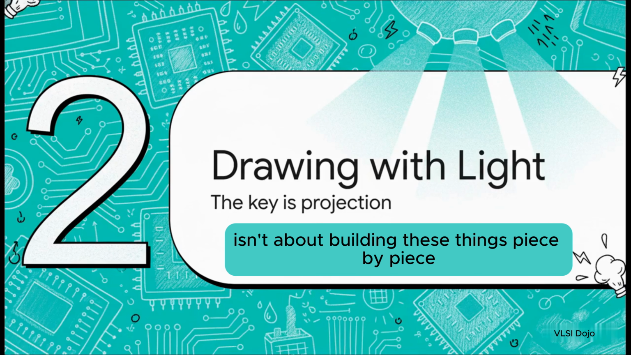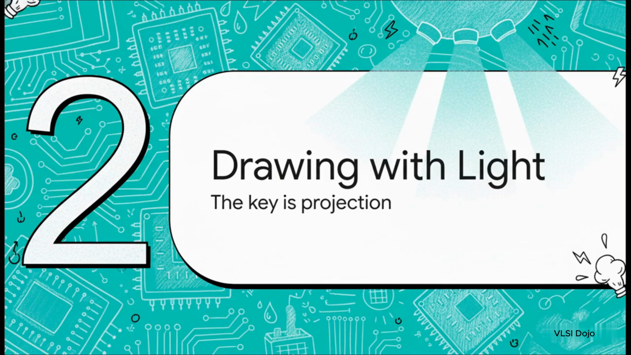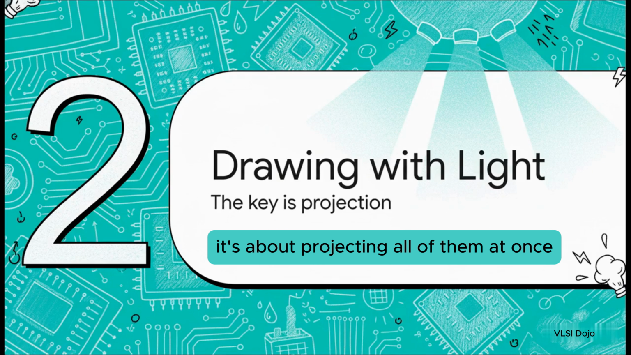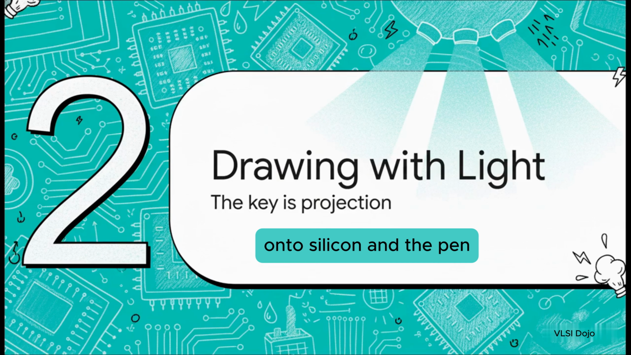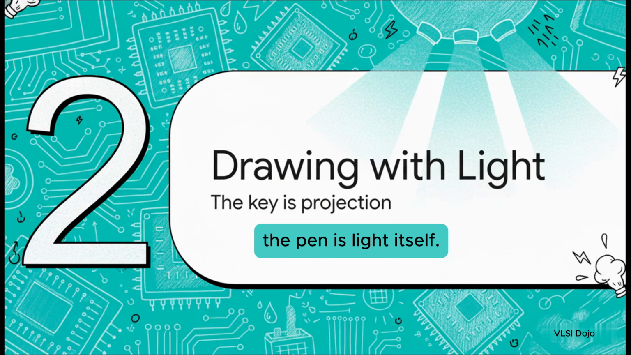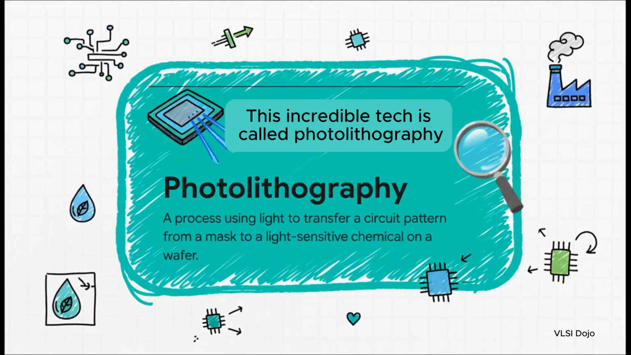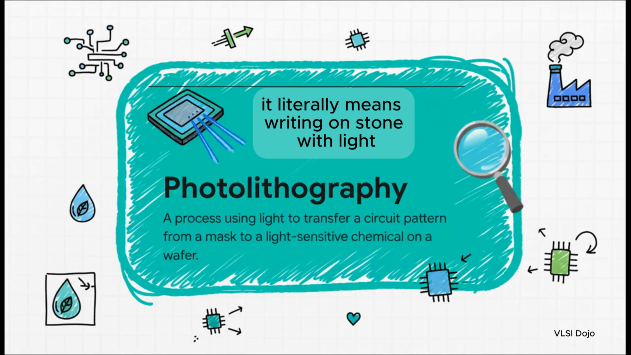The secret isn't about building these things piece by piece. It's about projecting all of them at once. The whole process is really about drawing circuits onto silicon. And the pen? The pen is light itself. This incredible tech is called photolithography. It literally means writing on stone with light.